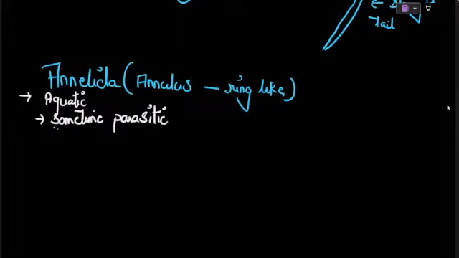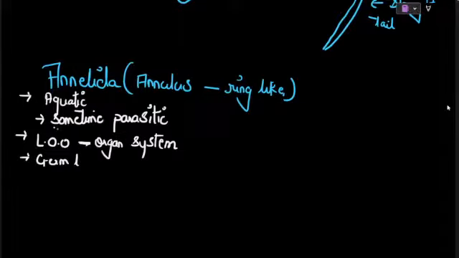If they are sometimes parasitic, so they are endoparasitic, correct? Leech. Clear? Next, level of organization. So they show organ system level of organization. The next is germ layer. They are triploblastic.